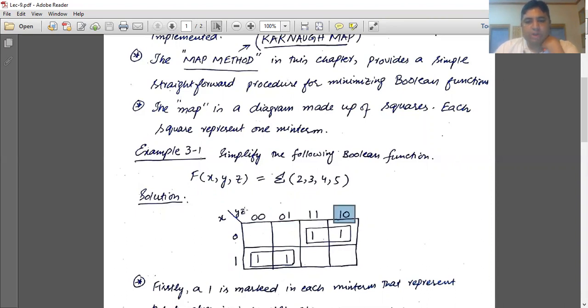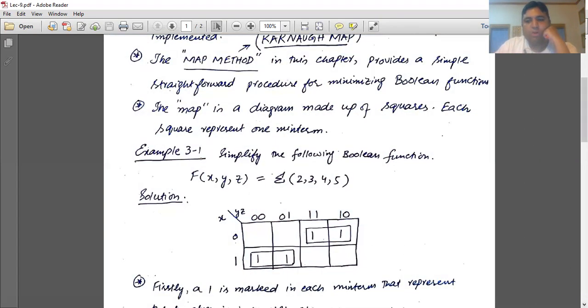The significance of this order is that between two adjacent squares only one value changes: 00, 01, then 11, and then 10. So you will always write the four combinations in this sequence: 00, 01, 11, 10. So this is the three-variable K-map.